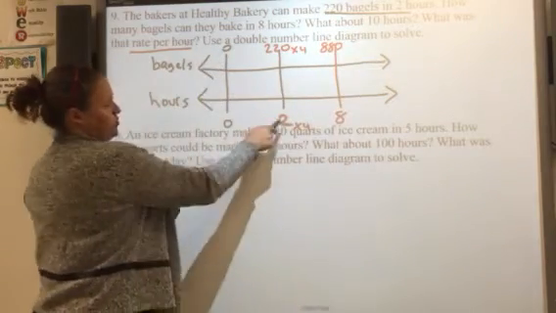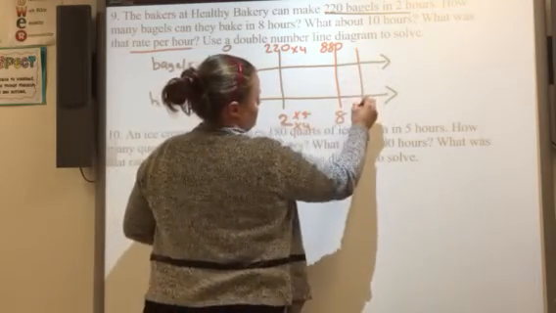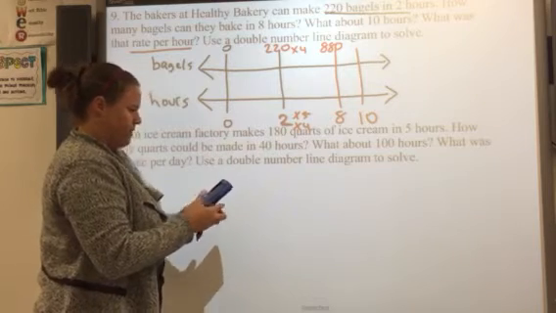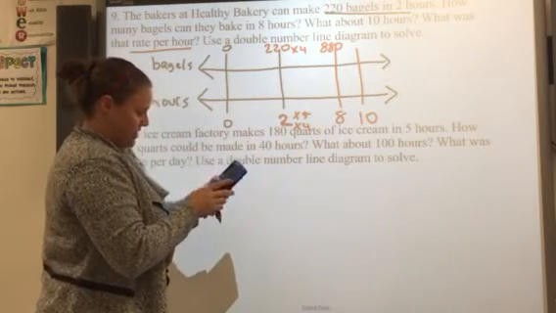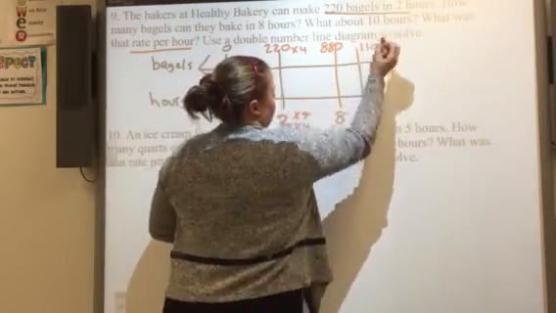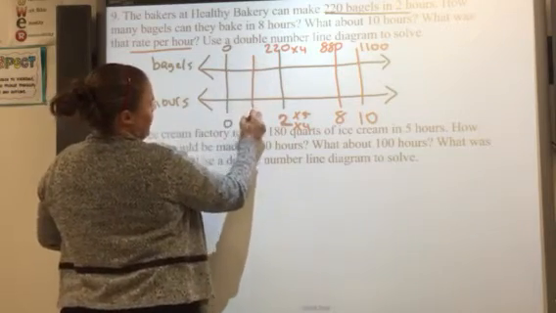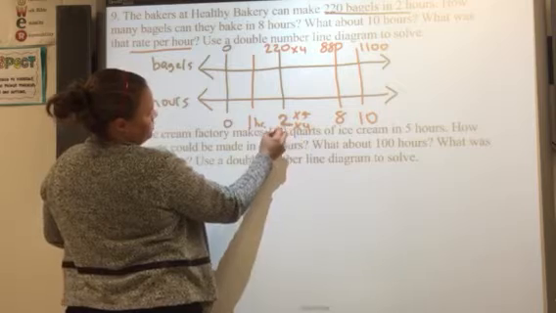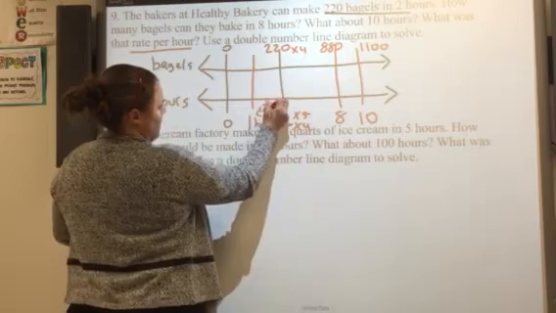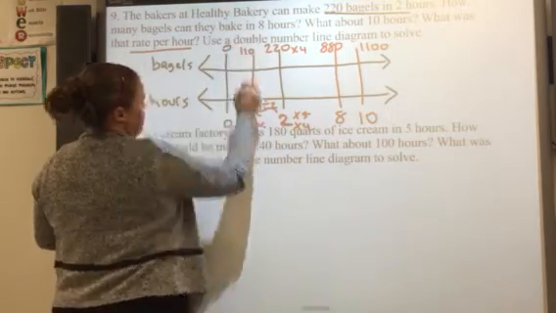And then I can also do 2 times 5 to get 10. So 220 times 5 is 1100. And then to go backwards to my unit rate, which means I want 1 hour here. Well, I said 2 divided by 2 to get to 1. And I'm going to do the same thing up there, 220 divided by 2, and that's going to be 110.